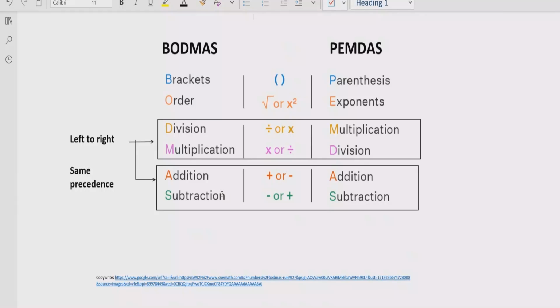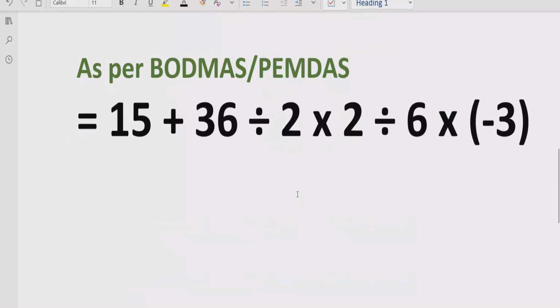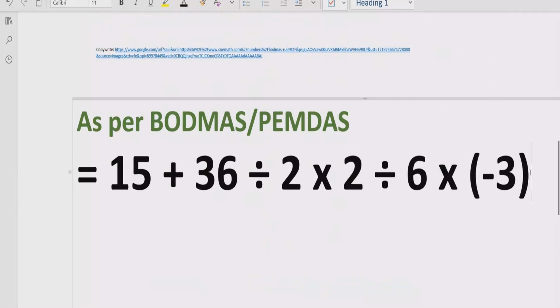Step number 3, you have to solve the division and multiplication or multiplication and division. What you have to do, you have to go left to right in your expression and find out division and multiplication. Both have similar precedence, so you can solve any of them which is coming first. Similarly, for addition and subtraction, we have the same rule. We can solve addition first if it is coming first, and we can solve subtraction first if it is coming first. Now move forward to solve the given expression.